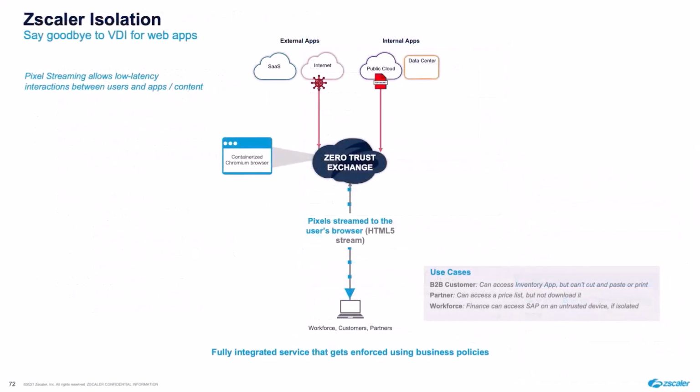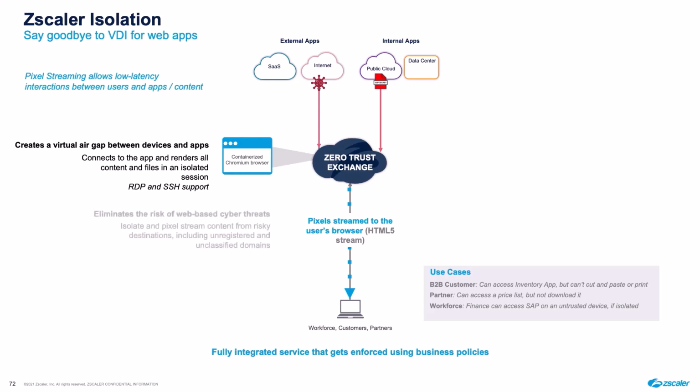In addition to the user portal and browser-based access where the user is accessing the application directly, we have the ability to do isolation. So isolation creates a containerized browser which provides a virtual air gap between the end user and the application they're accessing. So they never interact directly from their browser with the application. They get the pixels screen scraped down to the user's device via an HTML5 stream, and any clicks or keystrokes are then replicated back to that containerized browser and then pushed into the application.